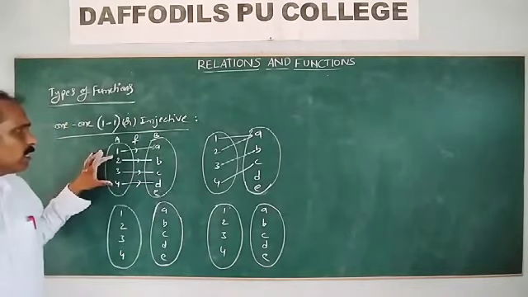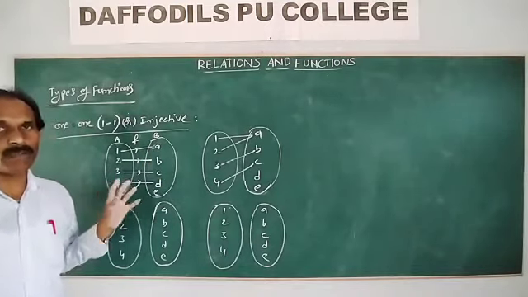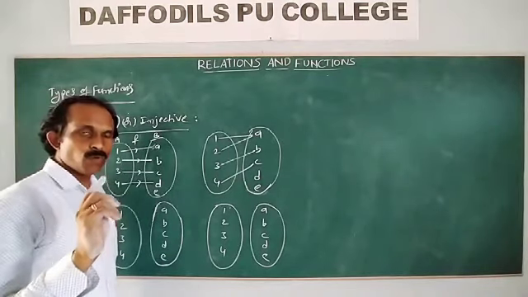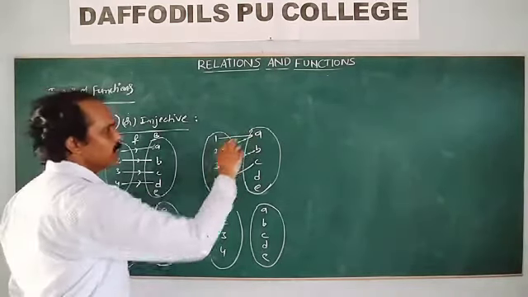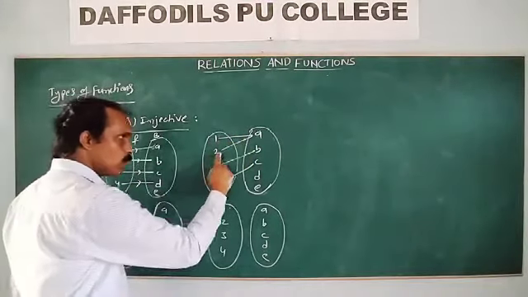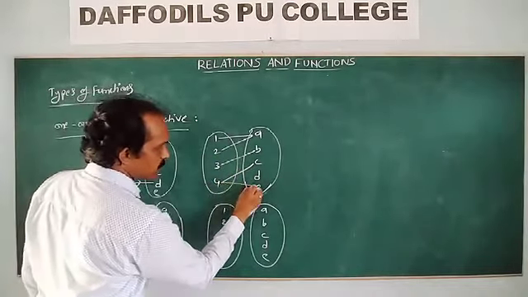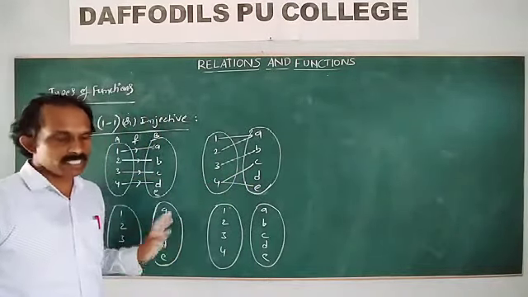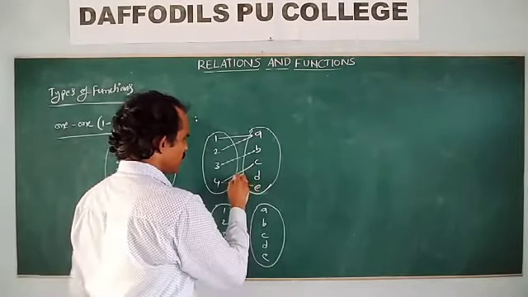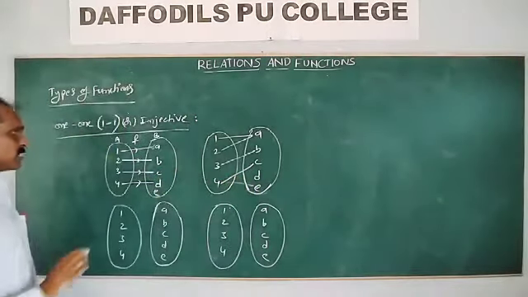All elements in A are associated with elements in B, with a unique element, meaning only one element to associate. 1 with one element, 2 also with one element, 3 also one. If 4 is left out of this relation, it is not a function. It is just a relation. Right, this is the function.